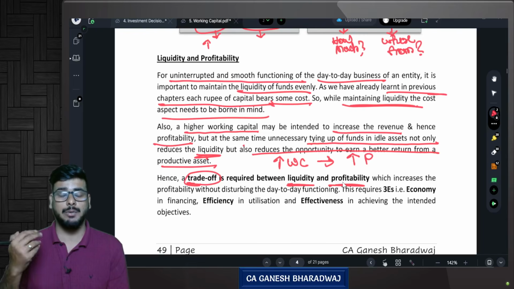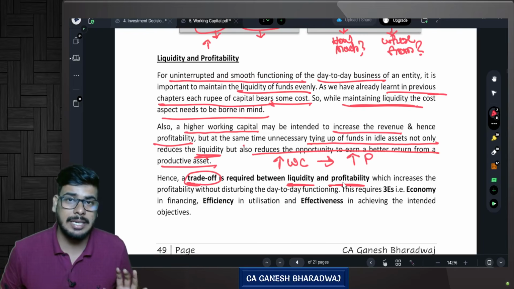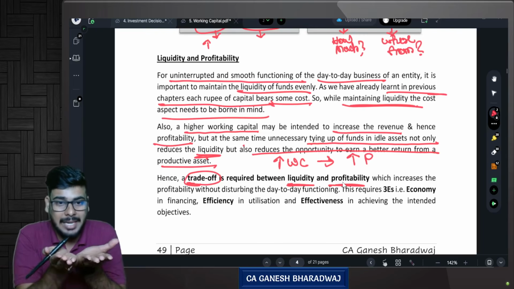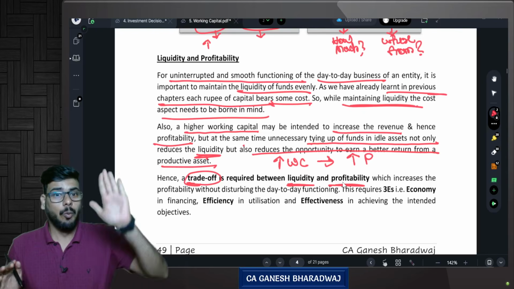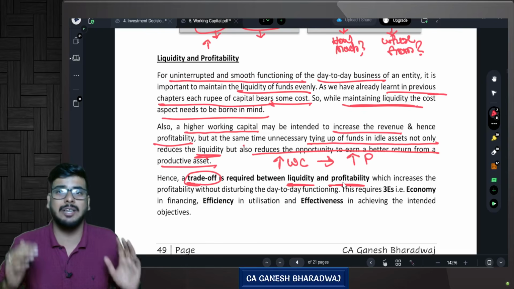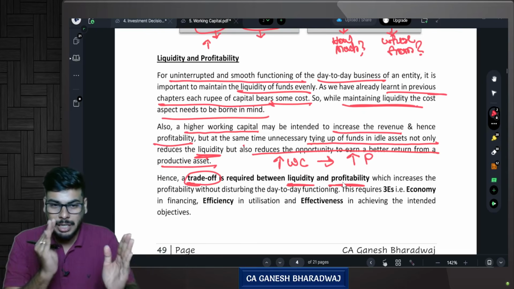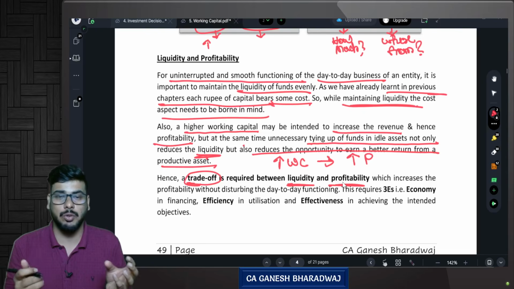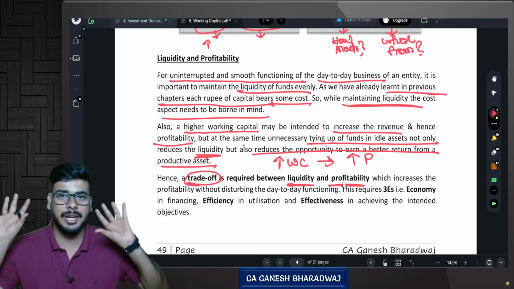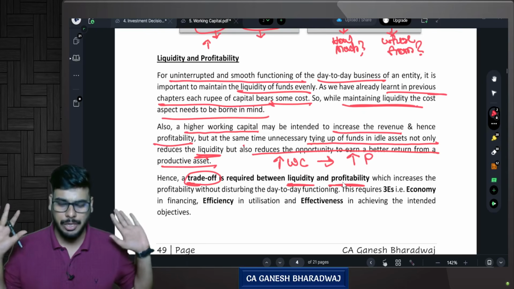Sir, which is good, liquidity or profitability? No, you cannot say that this is the only best. There needs to be a trade-off, which means balancing between the two. More liquidity, less profitability, that is also bad. More profitability, less liquidity, that is also bad. So you need to strike a perfect balance between the two. Ensure that there is sufficient cash, and with this sufficient cash, you are also able to generate sufficient profit. That's about it. Are you clear with this?